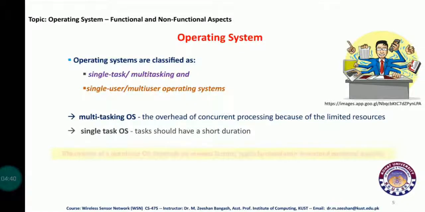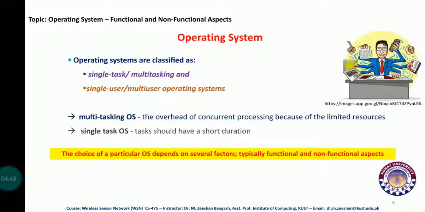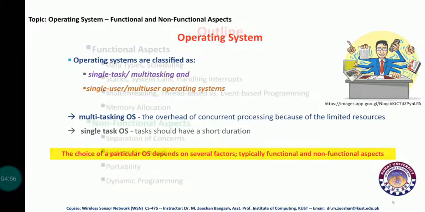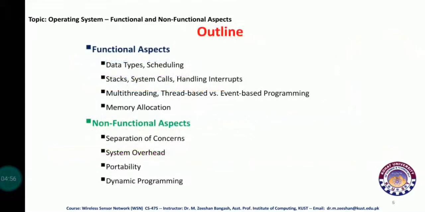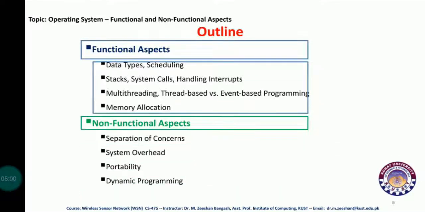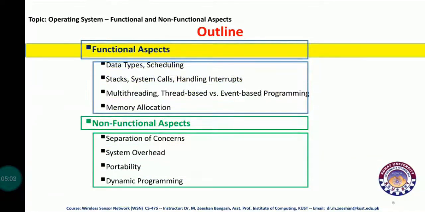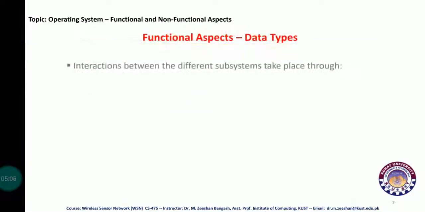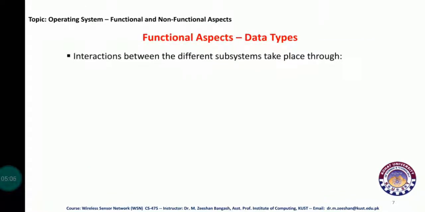So single task operating system have some restriction, that it have a very short duration for the task, and so we need to discuss operating system on several factors, and we have categorized for our discussion, keeping in view the functional and non-functional aspects of the operating system. So let's discuss the functional aspects. The first functional aspect is the data types.